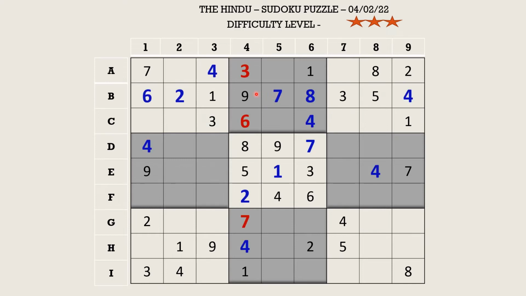In the second block, the missing numbers are 5 and 2. In A row, there is a 2 here. So A5 takes 5 and C5 takes 2.